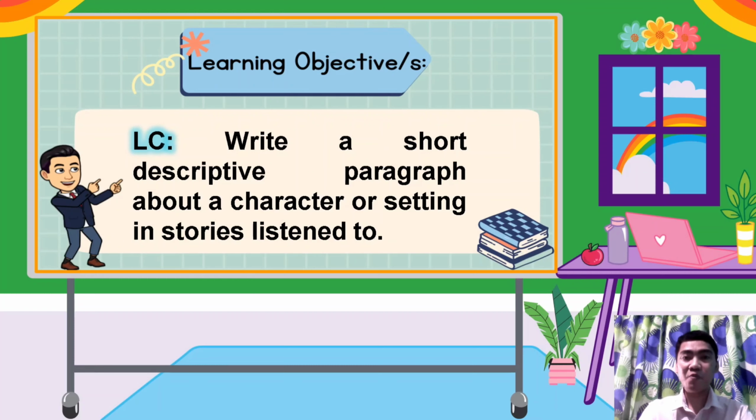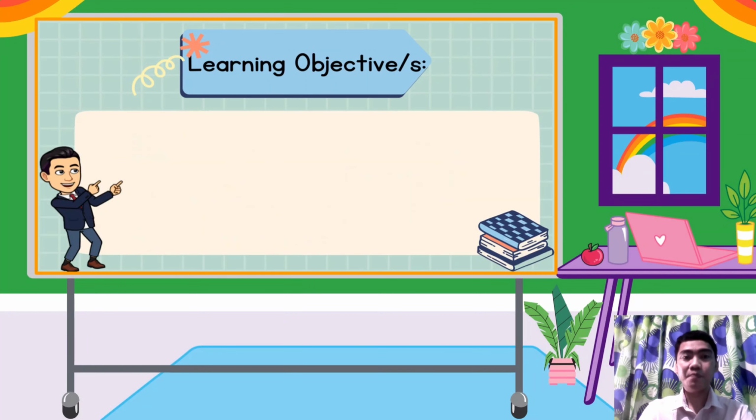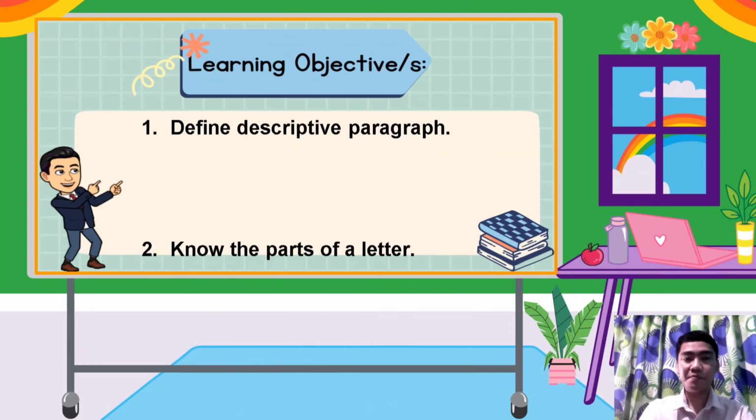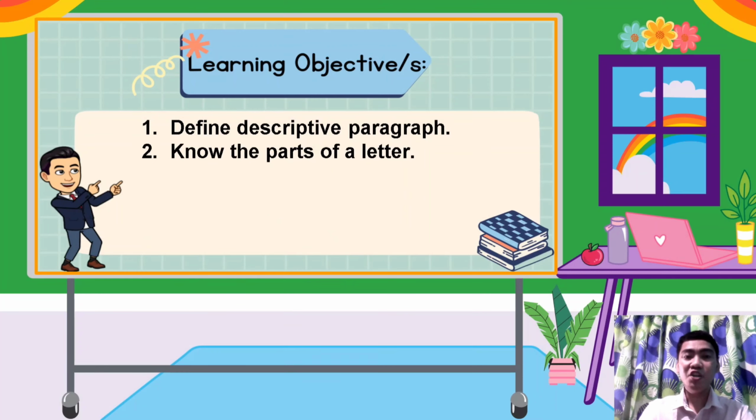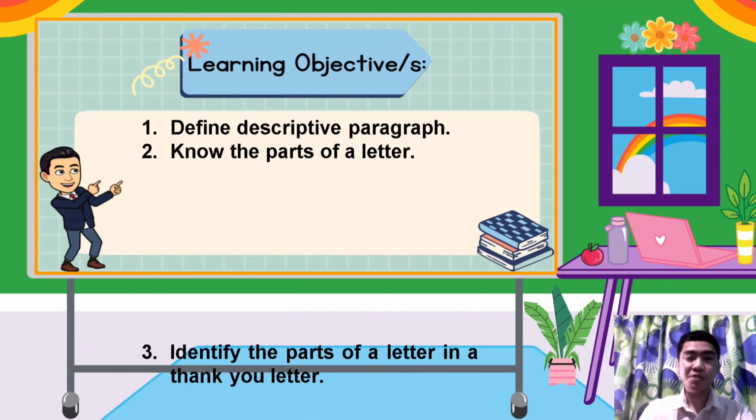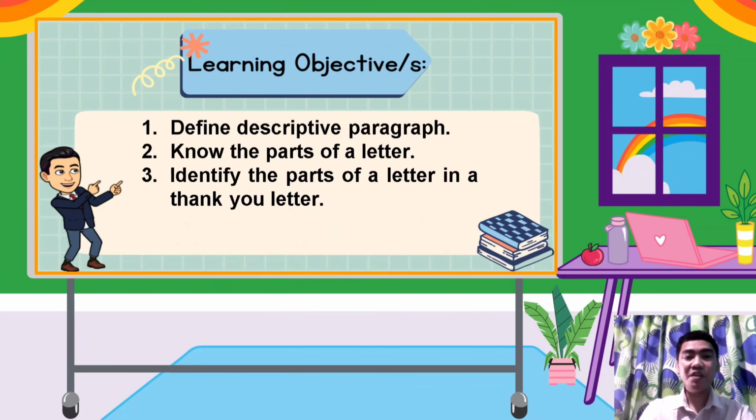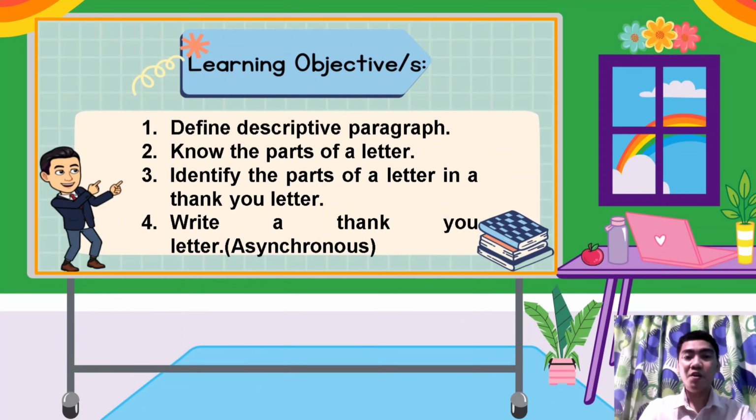So we have our second learning competency this quarter. Now, for today, we have the following learning objectives. 1. Define descriptive paragraph. 2. Know the parts of a letter. Number 3. Identify the parts of a letter in a thank you letter. Number 4. For your asynchronous tasks, you will write a thank you letter.